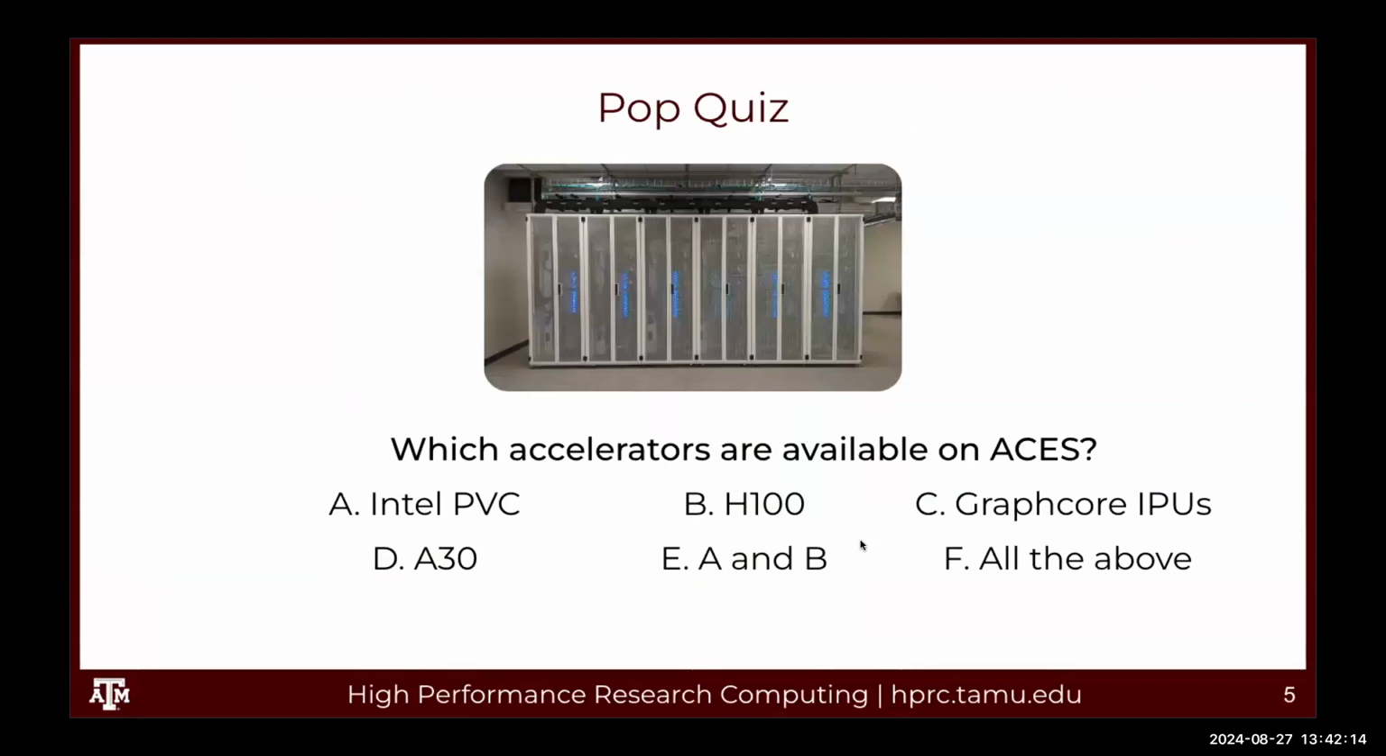We have a little pop quiz for you. Which accelerators are available on ACES? You can let us know in the chat. We'll probably wait for a minute here to see all of your answers. Okay, I think most of you have got it right. We have Intel PVC, H100, Graphcore IPUs, A30. All of these accelerators are available on ACES, and you can use them to do your research work.